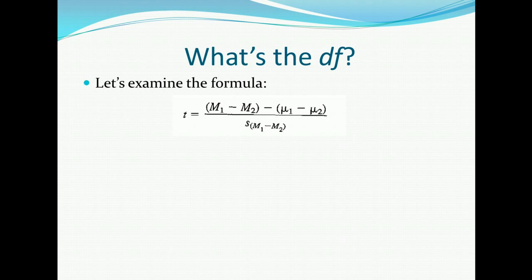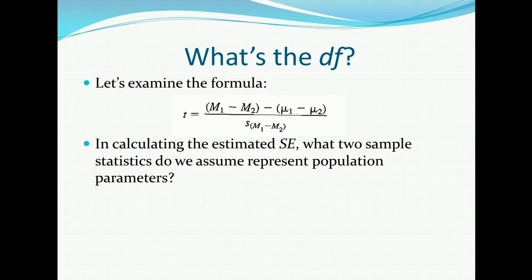So let's examine our formula. In calculating the estimated standard error, we have two sample statistics, which we assume represent population parameters. In two related samples T, we only assumed that we were talking about one population parameter because they're two related samples. But now we have two independent samples, and we're approximating two population parameters. Thus, we have n minus 2 versus n minus 1 in this case.